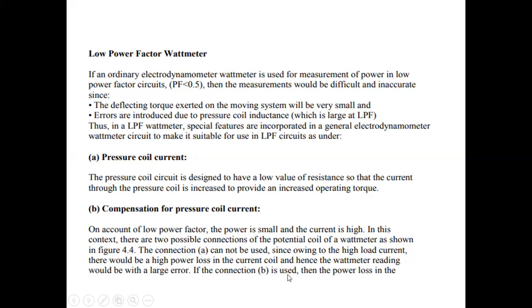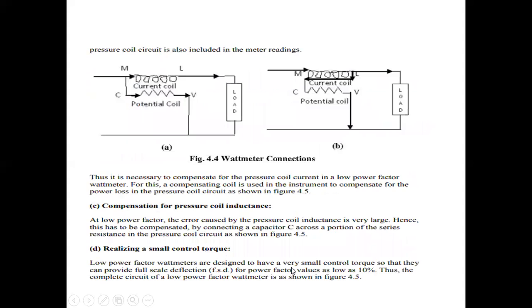If connection B is used, then the power loss in the pressure coil circuit is also included in the meter reading. Suppose this type of connection is used in an electrodynamometer type wattmeter, then at low power factor, an error occurs in the measurement of power. Thus, it is necessary to compensate for the pressure coil current in a low power factor wattmeter.